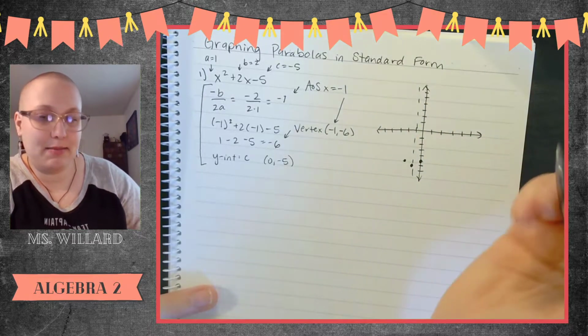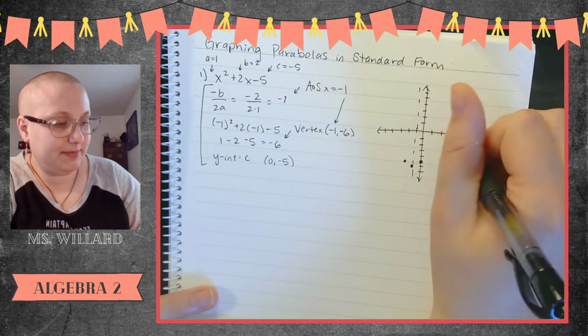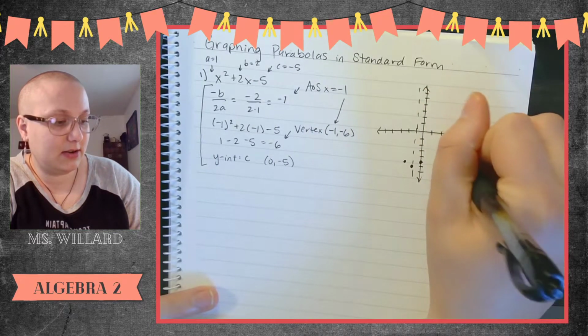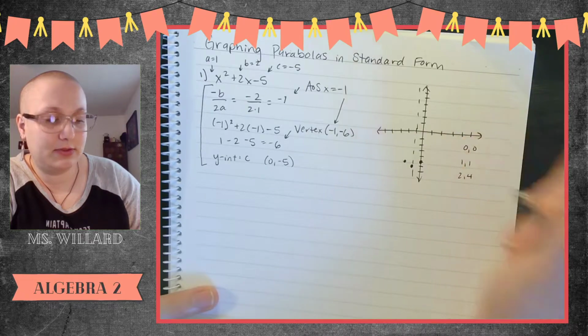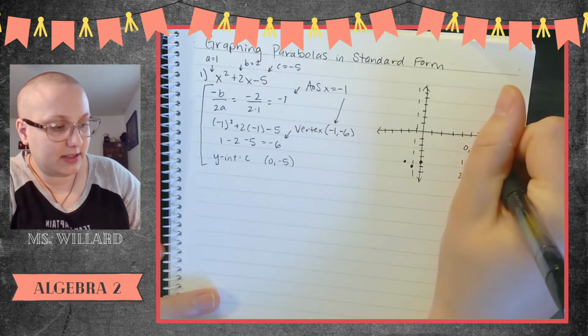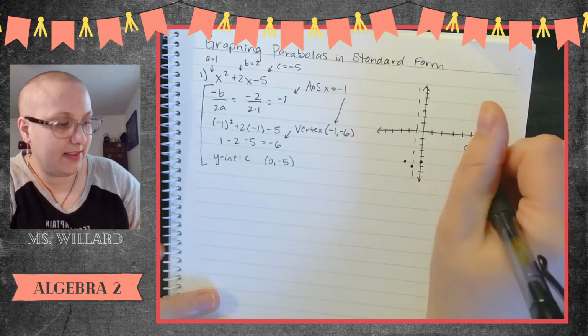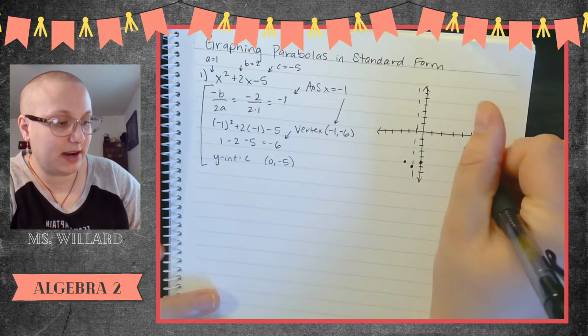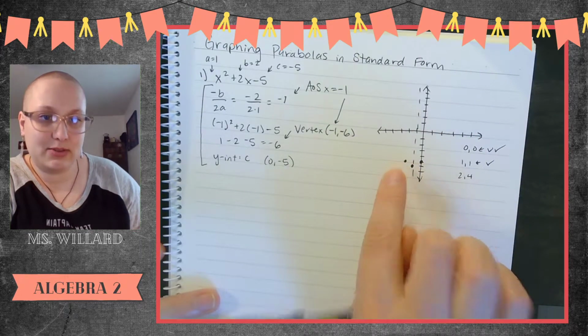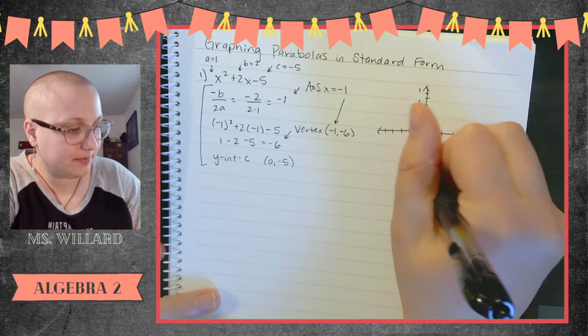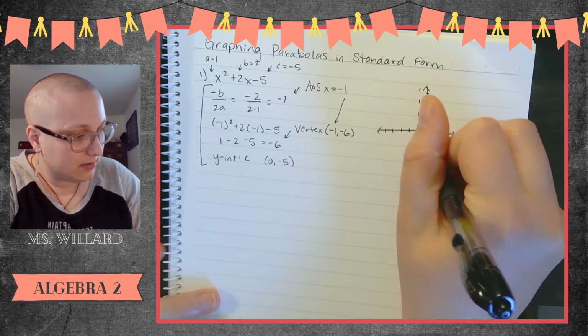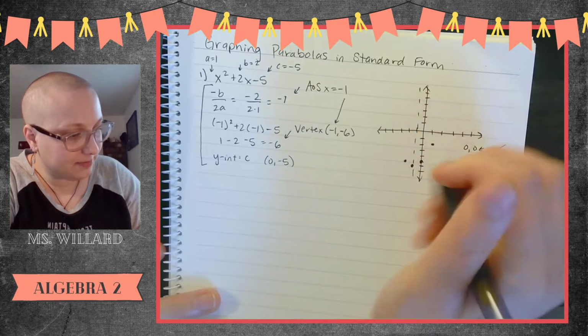And then because my a value is 1, then my points from the vertex are 1, 1, and 2, 4. This one's my vertex. It's already on there. And this one is also already on there because right now it's that point. So I'm just going to go over 2 and up 4 from the vertex.